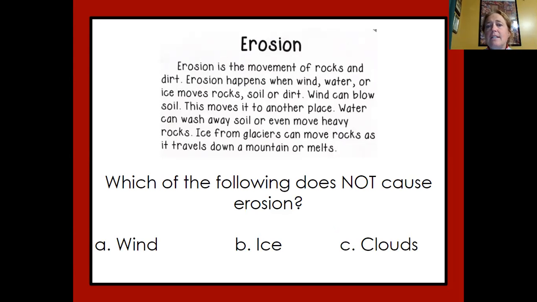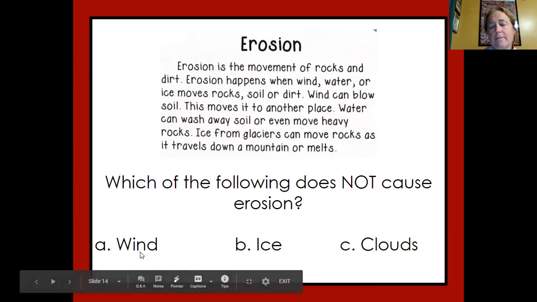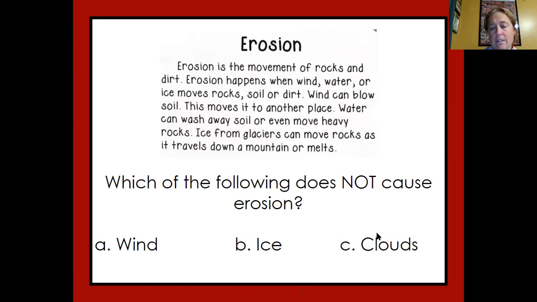Which of the following does not cause erosion? So our choices are wind, ice, or clouds. And remember, it does say does not cause erosion. So let's look back up into our passage. And if you read the second sentence, it says, erosion happens when wind, water, or ice moves rocks, soil, or dirt. So it's wind, water, or ice. So wind we know does, ice we know does, but it does not say anything about clouds. So our answer would be C, clouds, because it asks us what does not cause erosion.